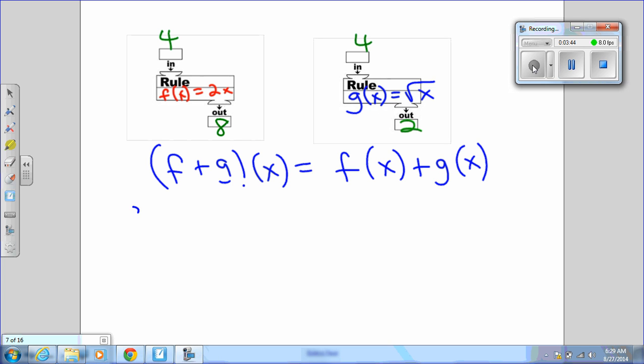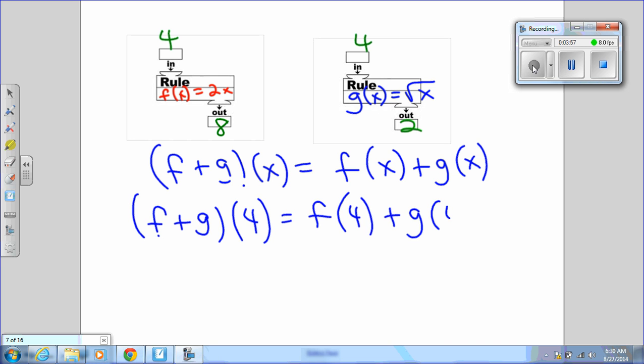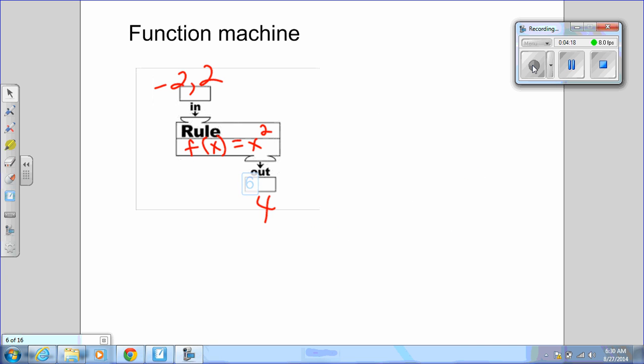So now I could do this. I can go f plus g of, let's put in 4, which is nothing more than f of 4 plus g of 4. And I've already got those outputs. If I put 4 into f, I double that and get 8. And if I put 4 into g, I square root it and get 2, and that gives me 10. So once again, we see one number going in, 4 going into the addition rule, and 1 number coming out. So that would be a function. Let's do that again, but this time we're going to do a different machine.